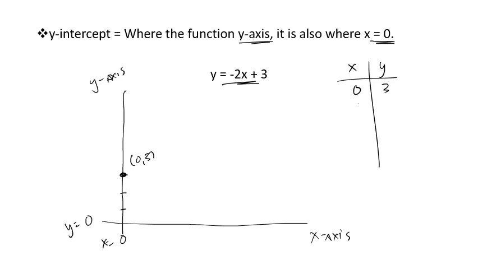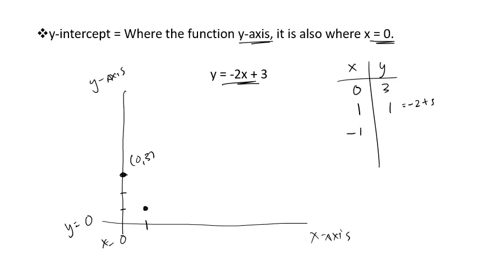I can put in x equals 1. So now it's going to be negative 2 times 1 is negative 2. Negative 2 plus 3 equals 1. So when x is 1, y is 1.